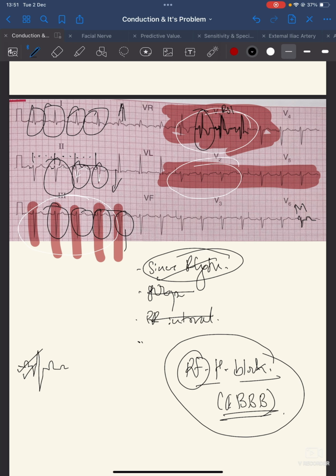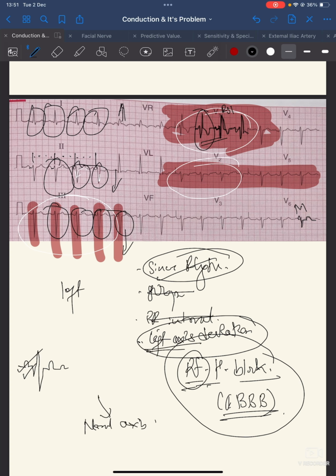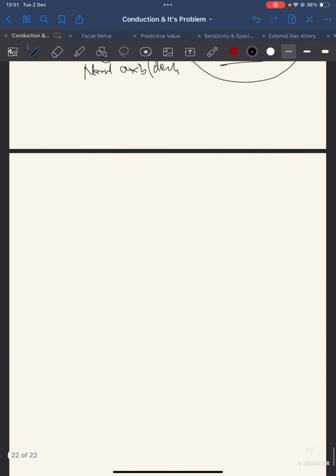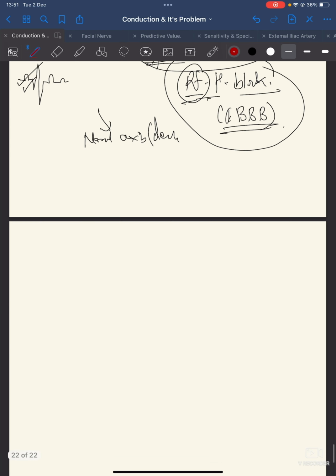So after reading the QRS, we'll go to the axis deviation. You see upward, then downward, then downward. This is the left axis deviation. But the thing is that if there is only right bundle branch block, the axis should have been normal. So much deviation towards the left should not have been seen, because this must not really interfere with the axis.